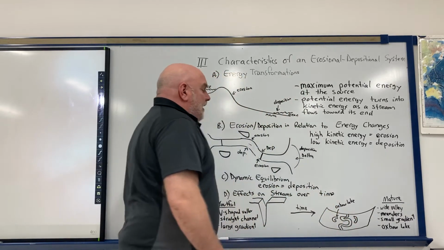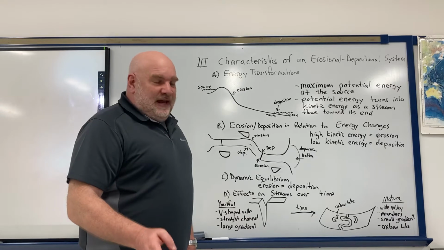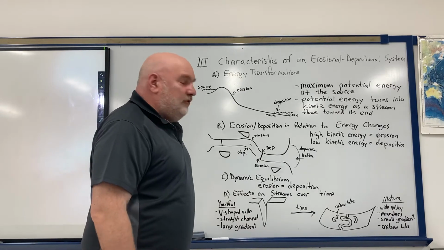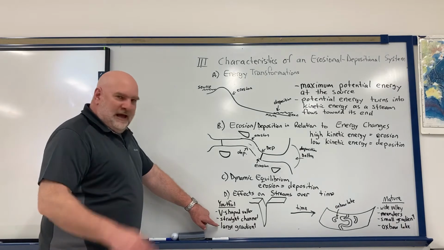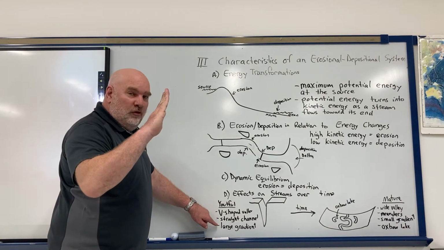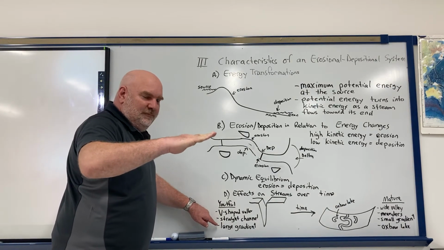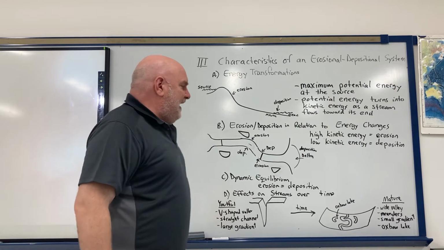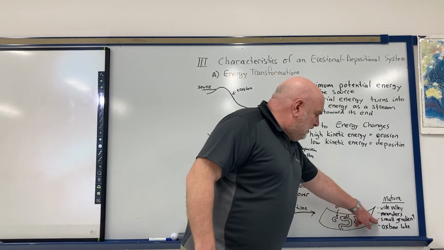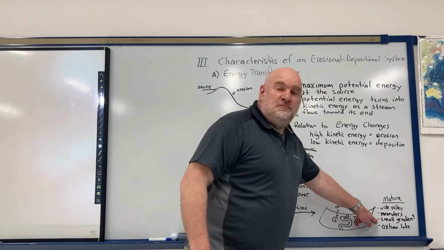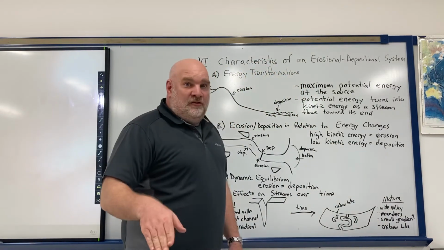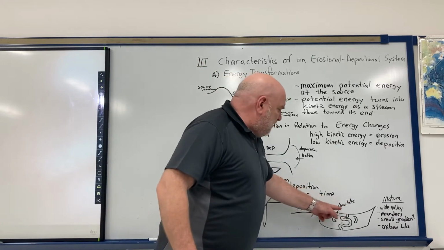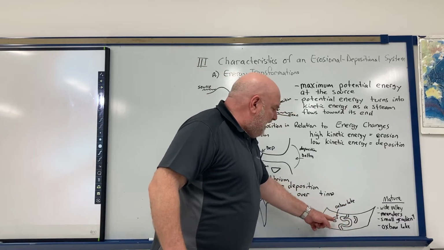Right? Now the reason why it meanders is because the gradient has changed. When the stream was youthful, it had a very steep gradient, but again, the older it gets and the more erosion takes place, it gets flatter and flatter and flatter. So in a mature stage, there's a very small gradient. In other words, the land's pretty flat. And it's because of the small gradient that the stream kind of meanders back and forth.